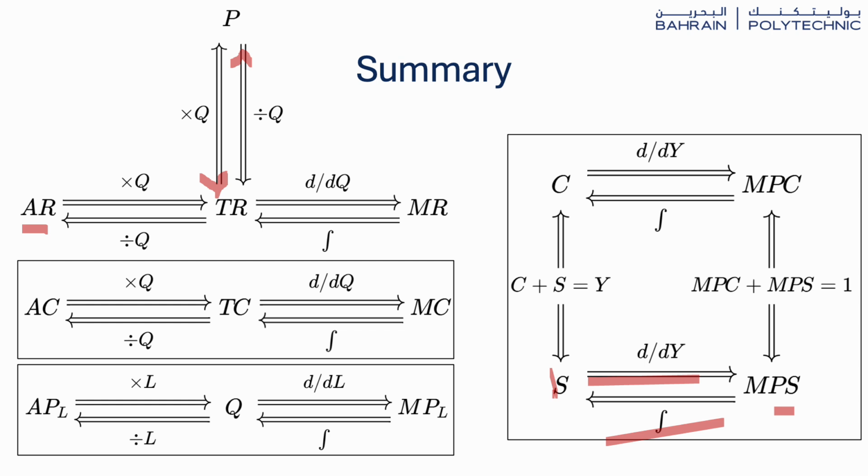Okay, and if we take the total revenue and differentiate it, we will get the marginal revenue. But if they give us the marginal revenue, we can go back to the total revenue by integration. Same thing for the average cost and marginal cost, and also for the other functions. This is the summary which will give you the full vision of what we discussed today.